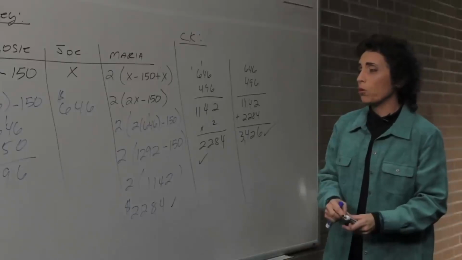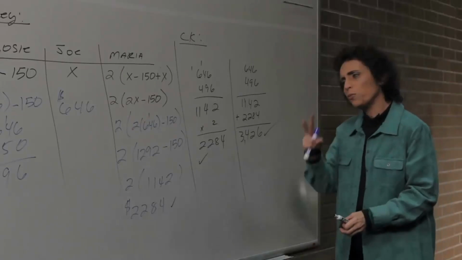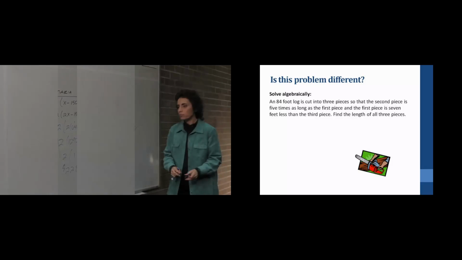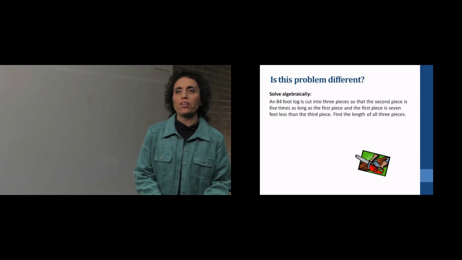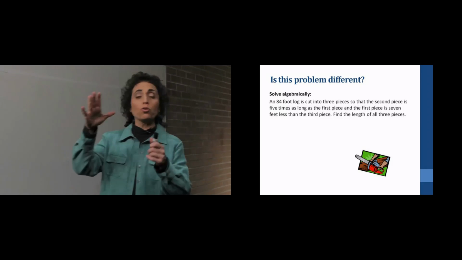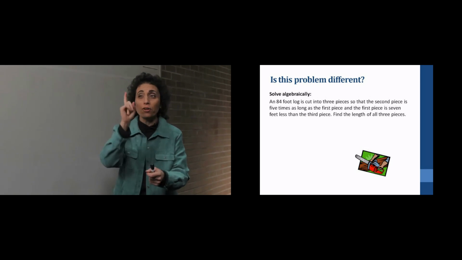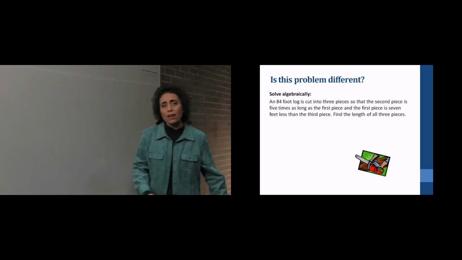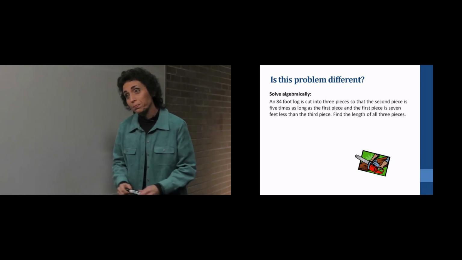Let's look at one more problem in this lesson. Oh, 2 more. I think we have 2 more. Okay, let's go to the next one as soon as we're ready. An 84-foot log is cut into 3 pieces. The second piece is 5 times as long as the first piece. Listen to this. And the first piece is 7 feet less than the third piece. So there are 3 pieces. So we have 3 unknowns again for this problem.